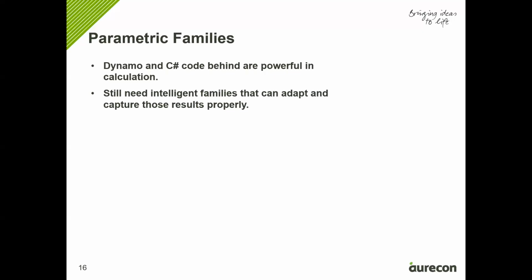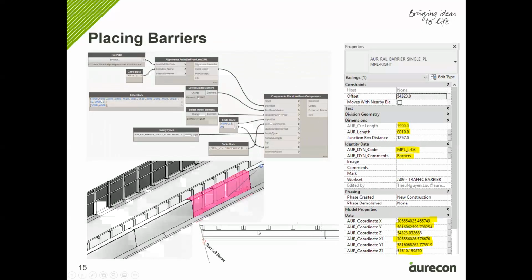Because when you do a lot of calculation, you have a lot of information. But if the family cannot adapt to that, then it's not good. The family here holds a lot of information. Because you have the 20 mil gap, the length from center to center will be 6 meter 10, but the true cut length will be like this one. So there is a lot of information to capture, otherwise it won't work.